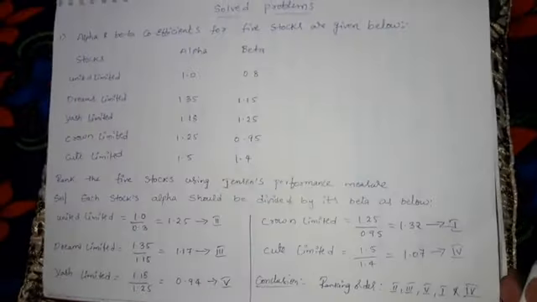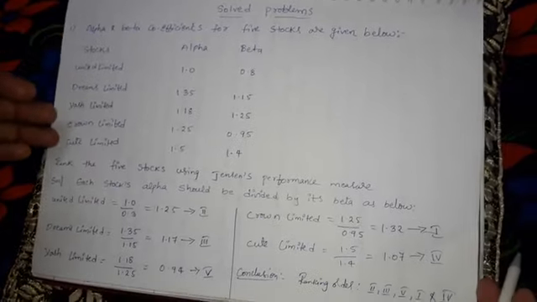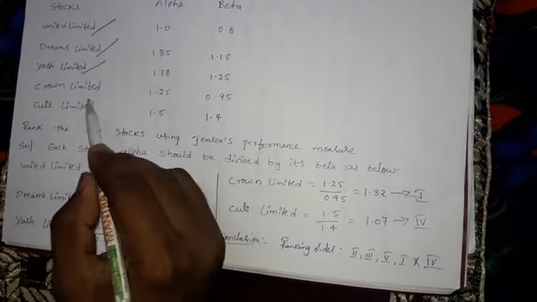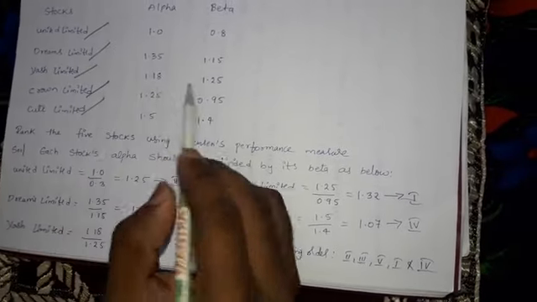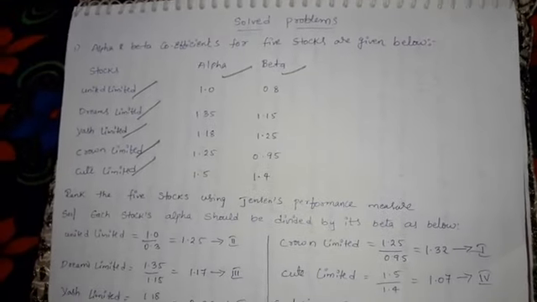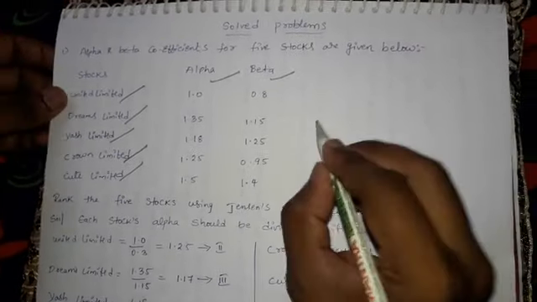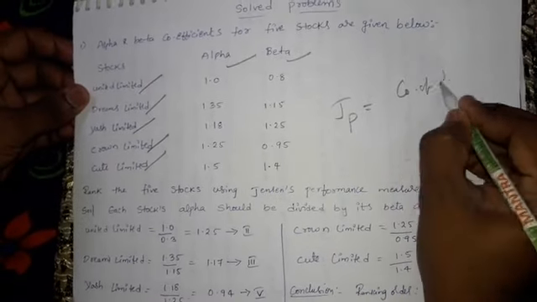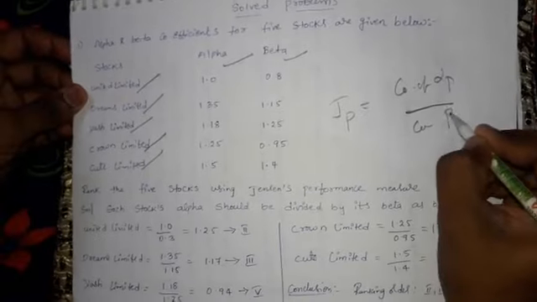So here is an example for Jensen's model. In the first example, 5 stocks are given: United Limited, Dreams Limited, Yash Limited, Crown Limited, Qt Limited. The corresponding alpha and beta values are directly given, right? So this is very easy, right? If they are directly given, then Jensen's index equals the coefficient of alpha P by the coefficient of beta P.